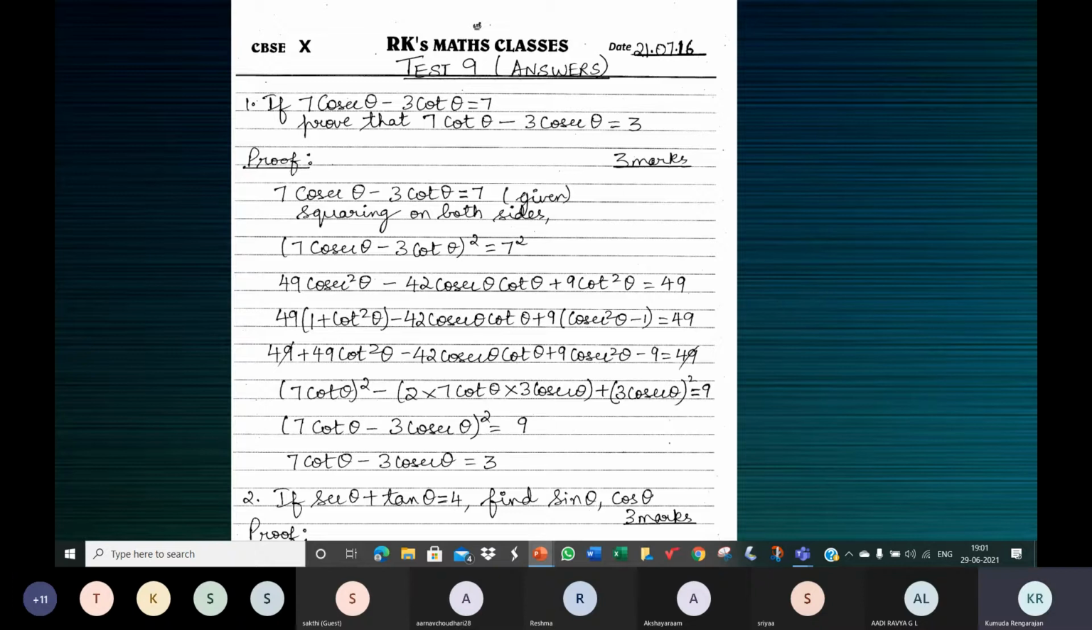So tell me, children, how do you proceed? Yesterday we did exactly the same question. We have secant theta plus tan theta is equal to 4. With this, we can find secant theta minus tan theta is 1 by 4. What do we do with these two? Ma'am, we equate these two equations.